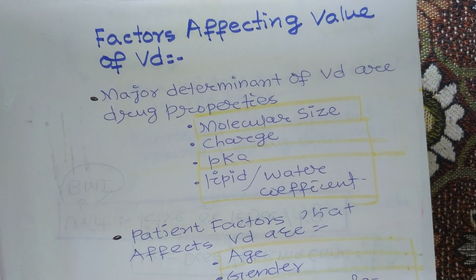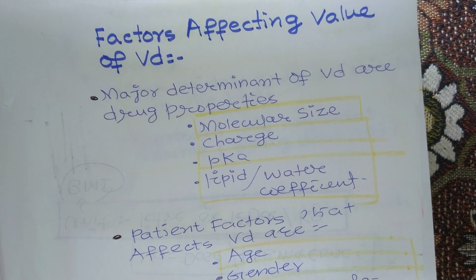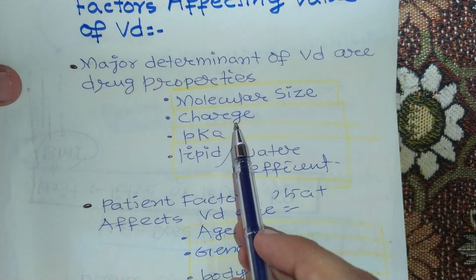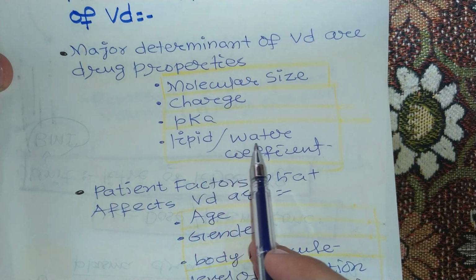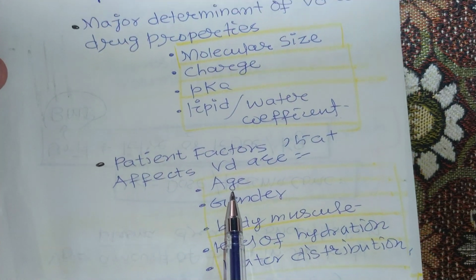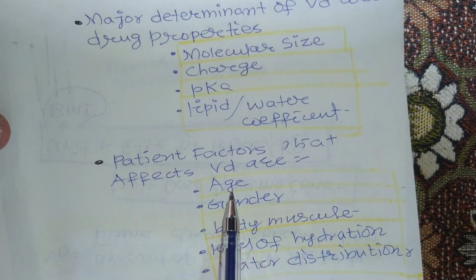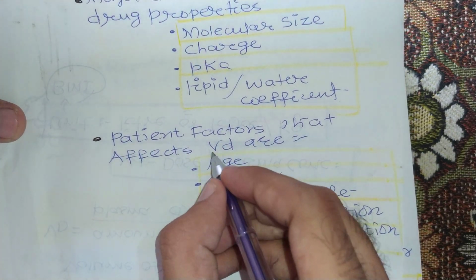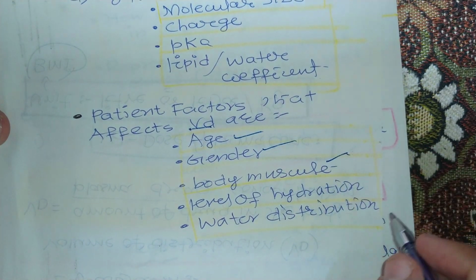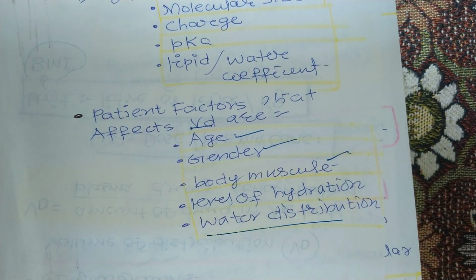Now we have the factors which are affecting the value of VD. The major determinants affecting the VD are the drug properties. The drug properties might be the molecular size, charge, pKa, and the lipid and water coefficient of the drug with the plasma concentration as well as with tissues. Then we have some patient factors that might also affect the VD. That might include the age, gender, body muscles, level of hydration, and water distribution in the body.